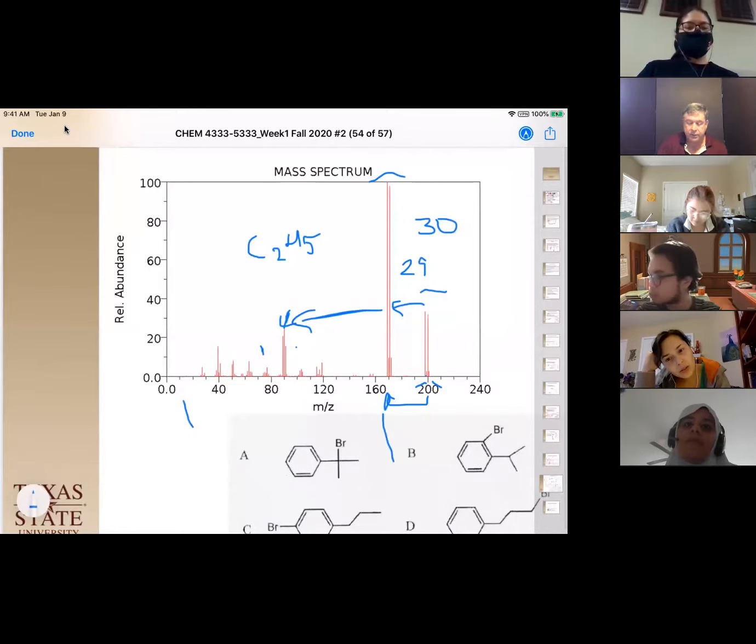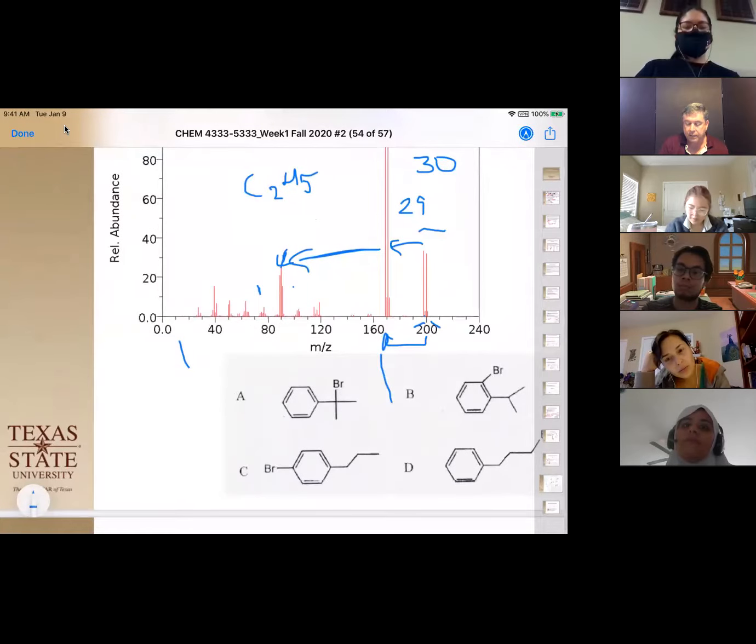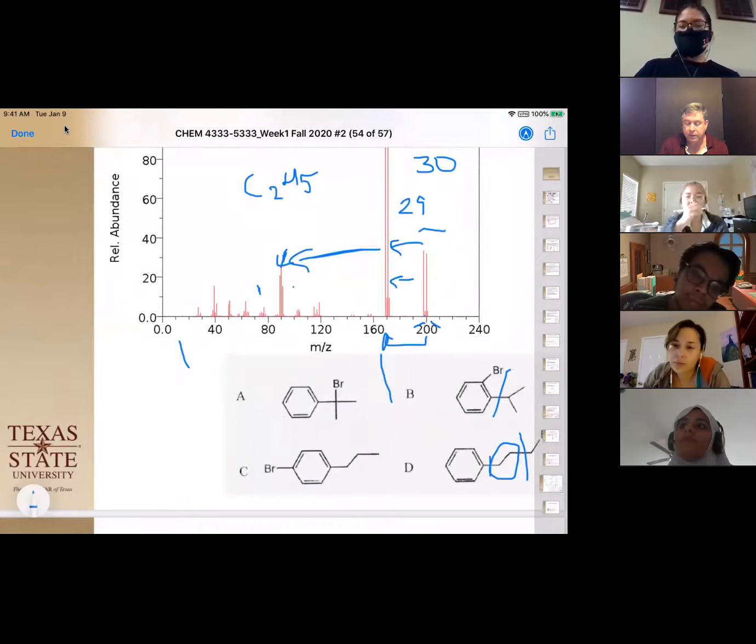And if we look at the structures down here below, if we were breaking off a C2H5 from this one, the bromine would come off. So we wouldn't still have the bromine on our structure. Okay, so let's try to break something else off. If we were to break something off here, that would be breaking off a C3H7.